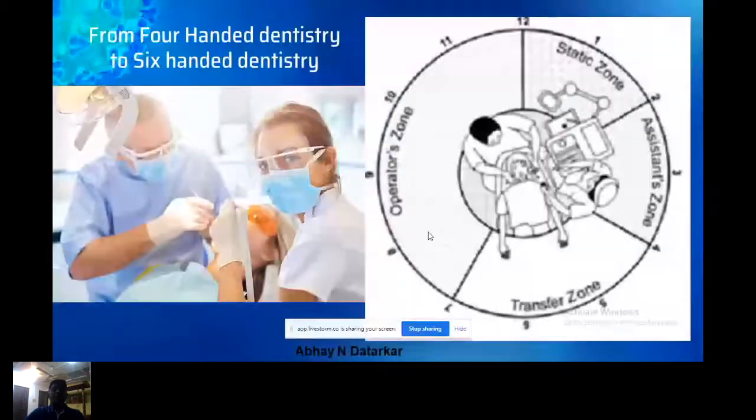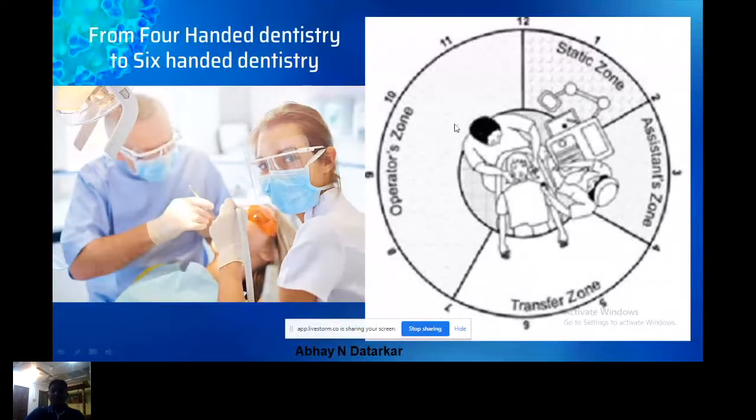Now, till now we were using four-handed dentistry, as you can see here. What is this four-handed dentistry? There is a dental doctor who is actually doing the treatment, and there is another person who is assisting, whom we call the first assistant to the dentist. Now we have to move from four-handed dentistry to six-handed dentistry. Now what is this six-handed dentistry?